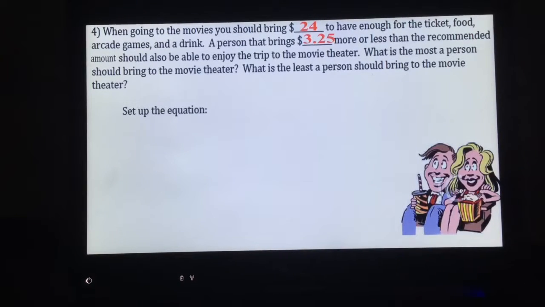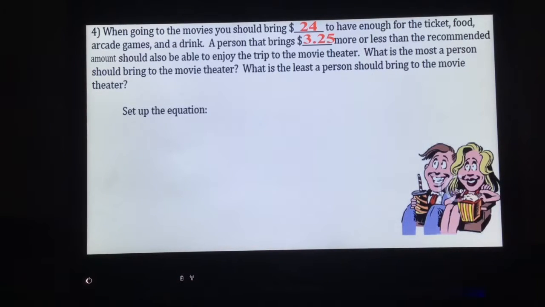It says, when going to the movies, you should bring $24 to have enough for the ticket, food, arcade games, and a drink. A person who brings $3.25 more or less than the recommended amount should also be able to enjoy the trip to the movie theater. What is the most a person should bring to the movie theater? What is the least that a person should bring to the movie theater? All right, go ahead and set this up and then solve it.